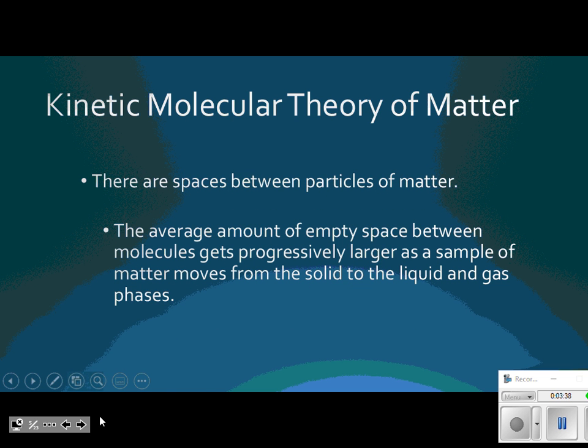There are spaces between particles of matter. The greater amount of empty space occurs when we go from a solid to a liquid to a gas. So as we are changing the phases, we are getting greater amounts of empty space.